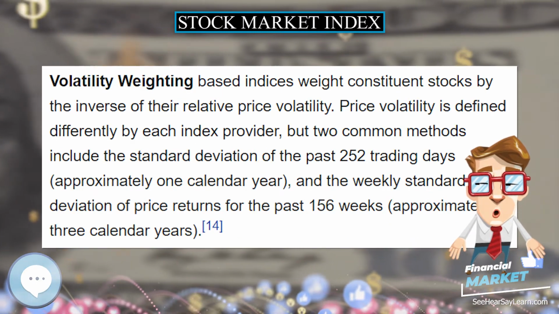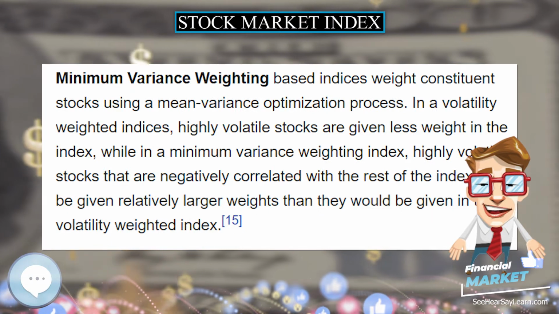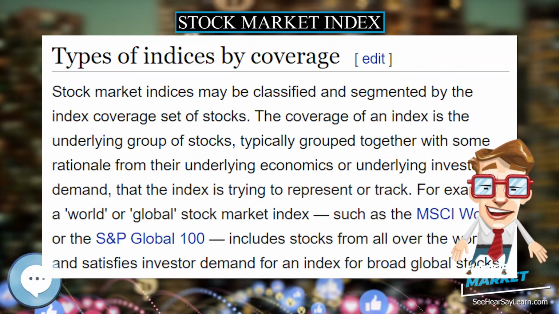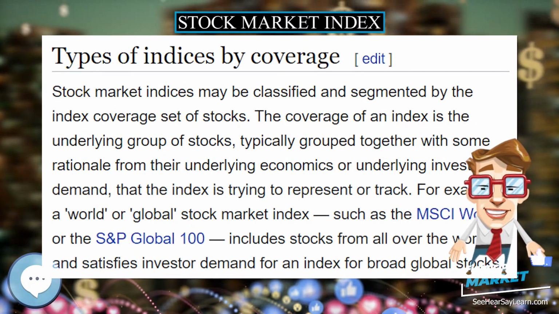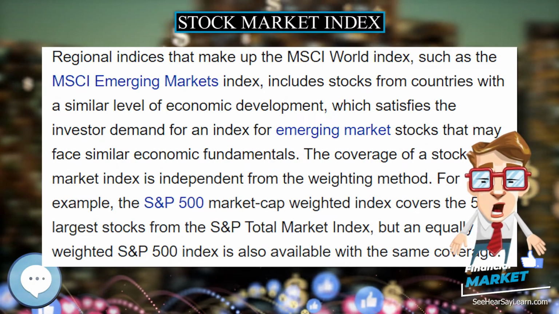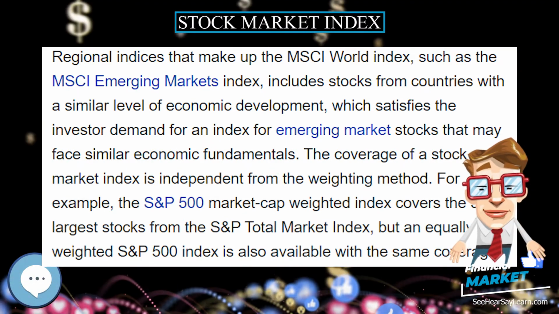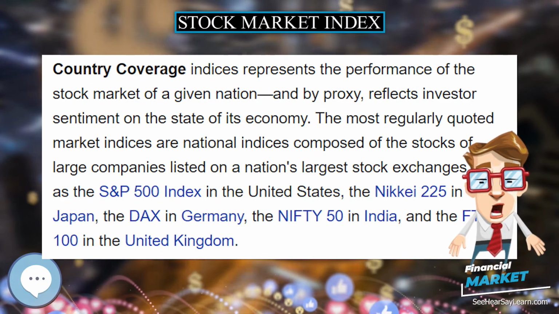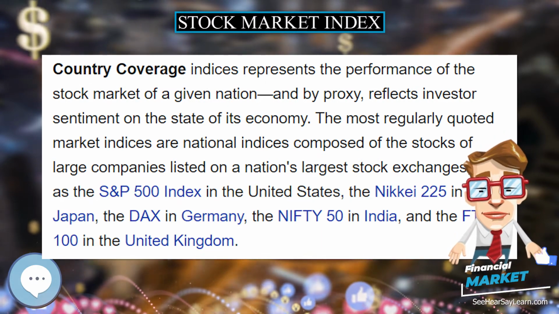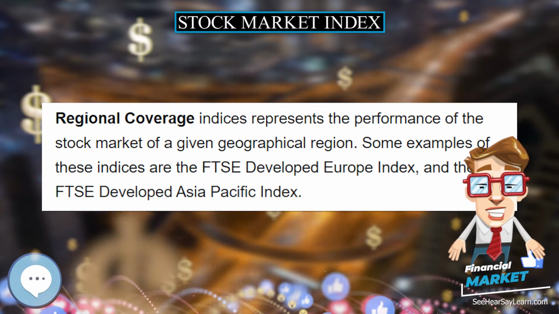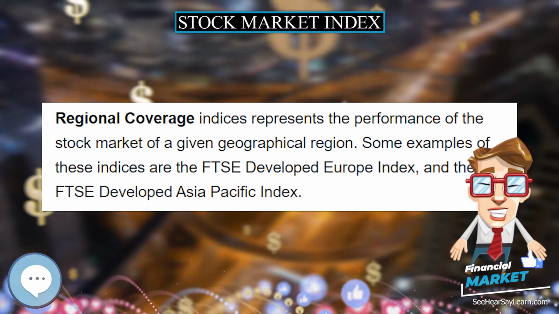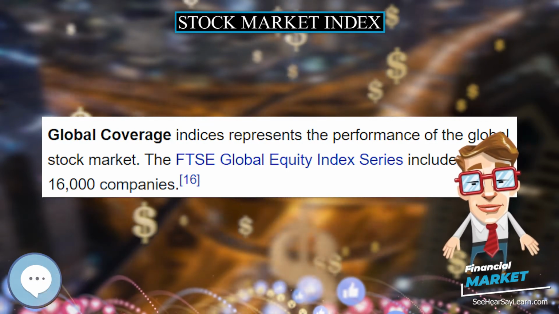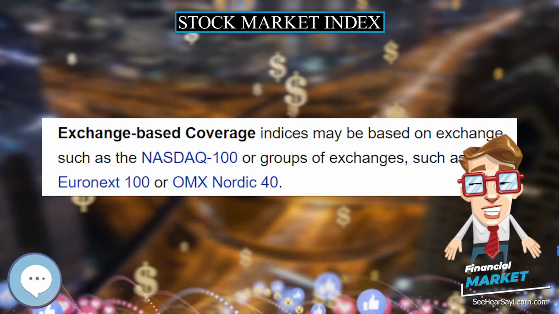Volatility weighting based indices weight constituent stocks by the inverse of their relative price volatility. Price volatility is defined differently by each index provider, but two common methods include the standard deviation of the past 252 trading days, approximately 1 calendar year, and the weekly standard deviation of price returns for the past 156 weeks, approximately 3 calendar years. Minimum variance weighting based indices weight constituent stocks using a mean variance optimization process.